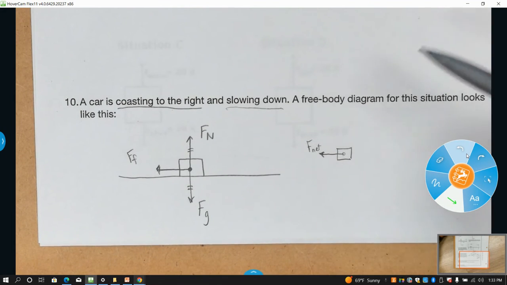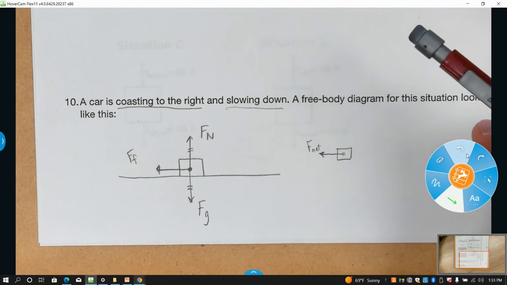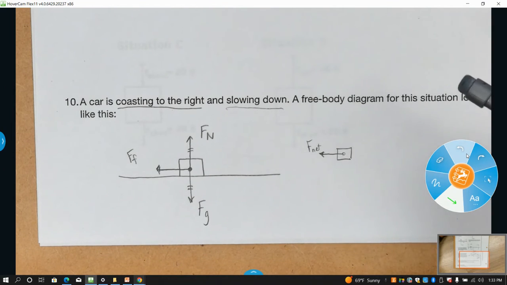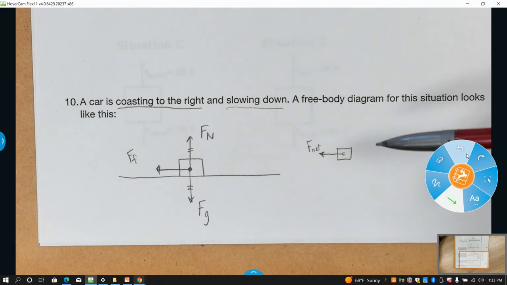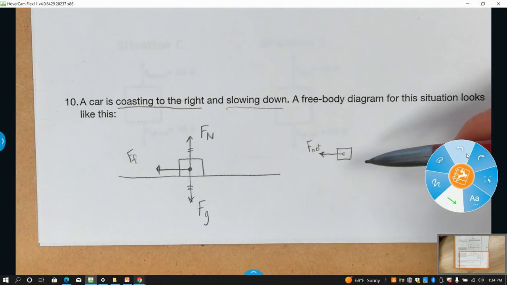So remember, if a net force is 0, everything has to balance, and the object is going to maintain whatever its motion is. The motion is not going to change. So if it's at rest, it's going to stay at rest. If it's moving at a constant velocity, which is a straight line, constant speed, it's going to continue to do that. But if you do have a net force, the object is going to accelerate in that direction.